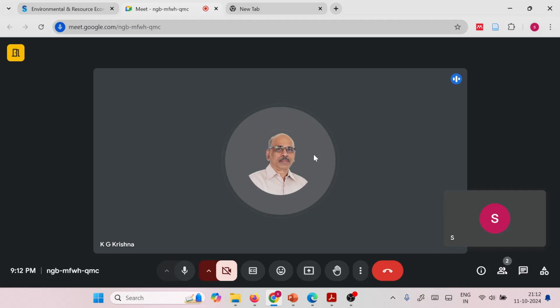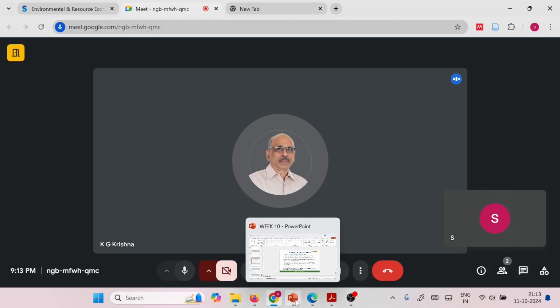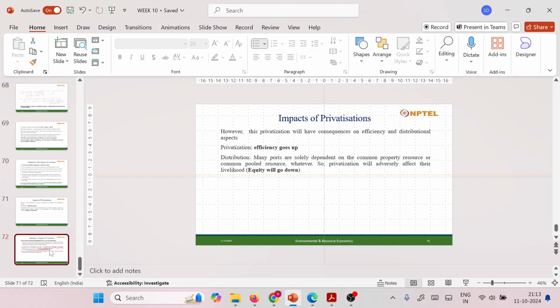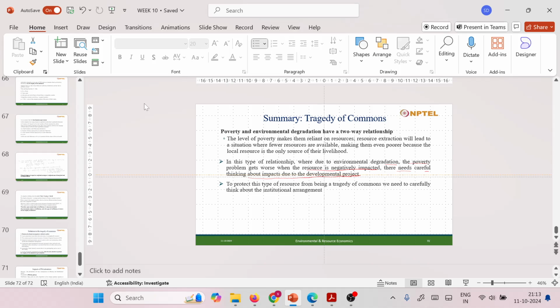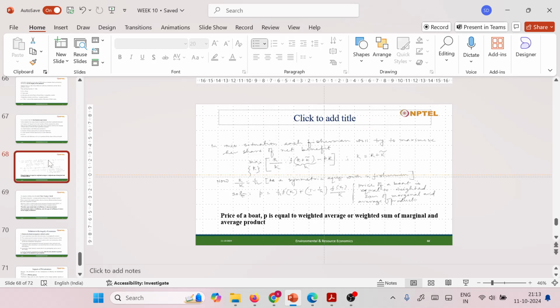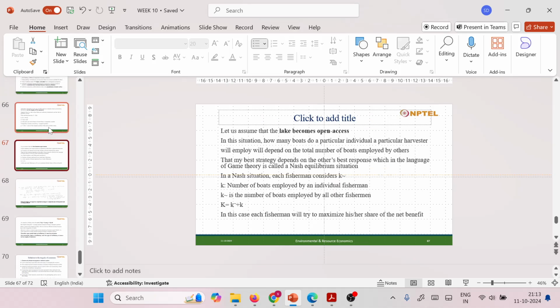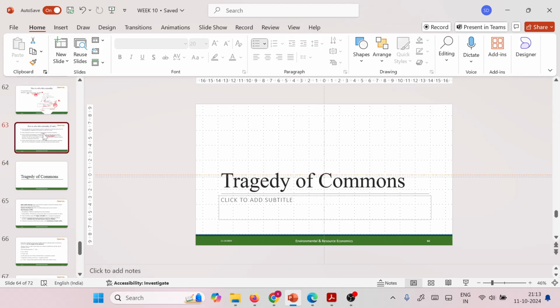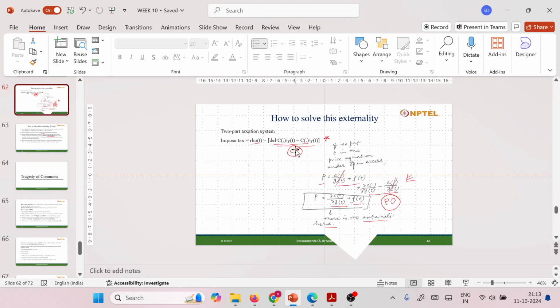Some things I understand, like tragedy of commons, what happens; open access, what happens; if there is no taxation on environmental goods, what happens; if pollution abatement cost is not there, what happens. So what is the optimum level? Okay, some things we understand. But sometimes when we get into too much mathematics, we lose track of the connections. Yes, that is correct.